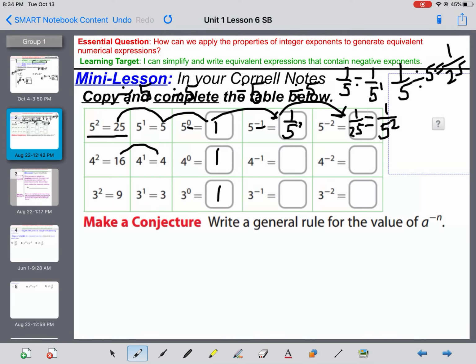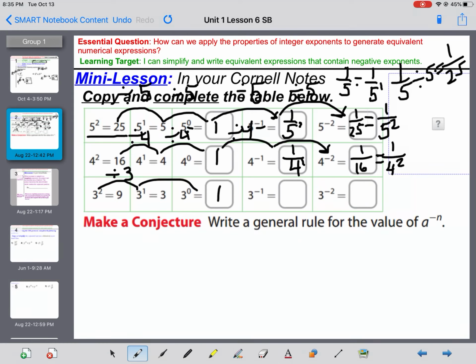Alright, if we continue this pattern but with a different base, we're going to be dividing by 4. Divide by 4. 1 divided by 4. We're going to be left with 1 over 4. And then, well, technically that's 1 over 4 raised to the first power. And if we divide by 4 again, we're left with 1 over 16, or 1 over 4 raised to the positive second power.